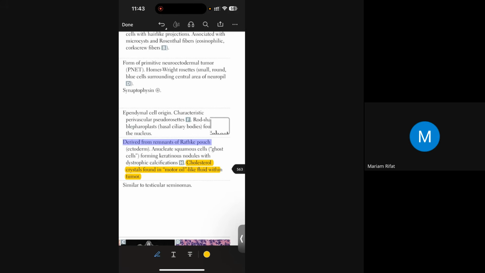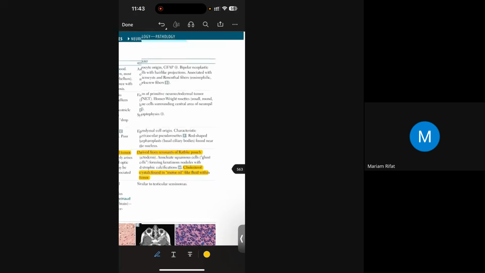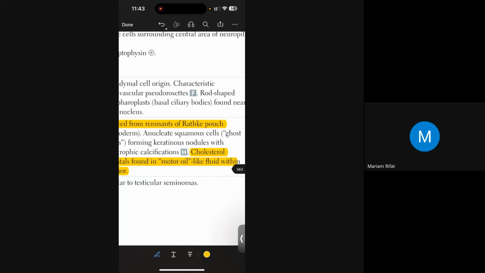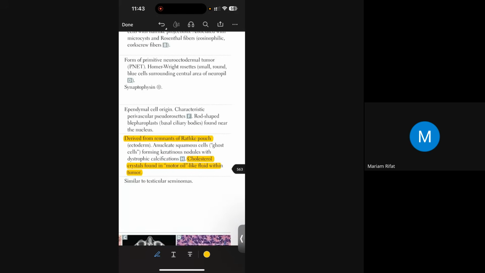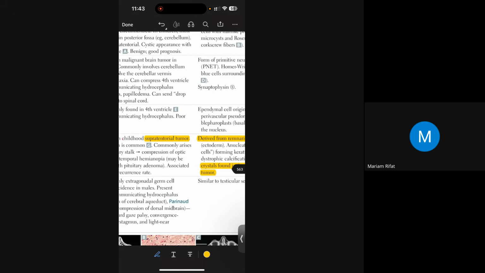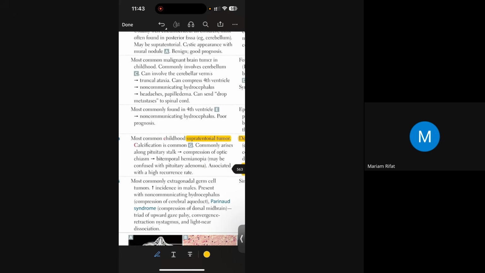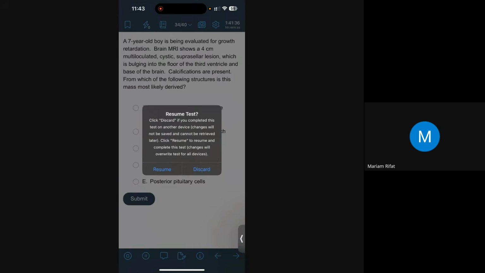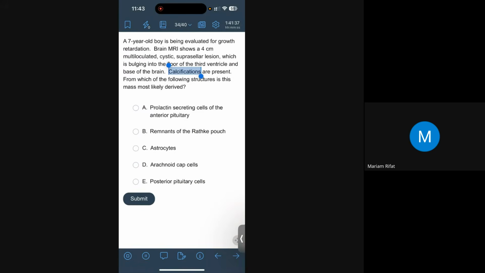It is a cystic suprasellar tumor. You can see the motor oil-like fluid. It is cystic, which has cholesterol in it, and it is present just above the sella turcica. It is a supratentorial tumor in children, and calcifications are also present.